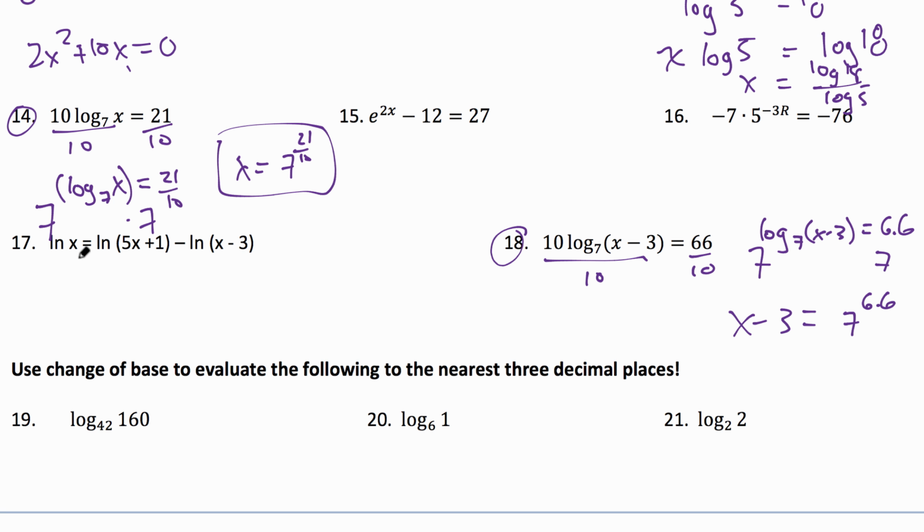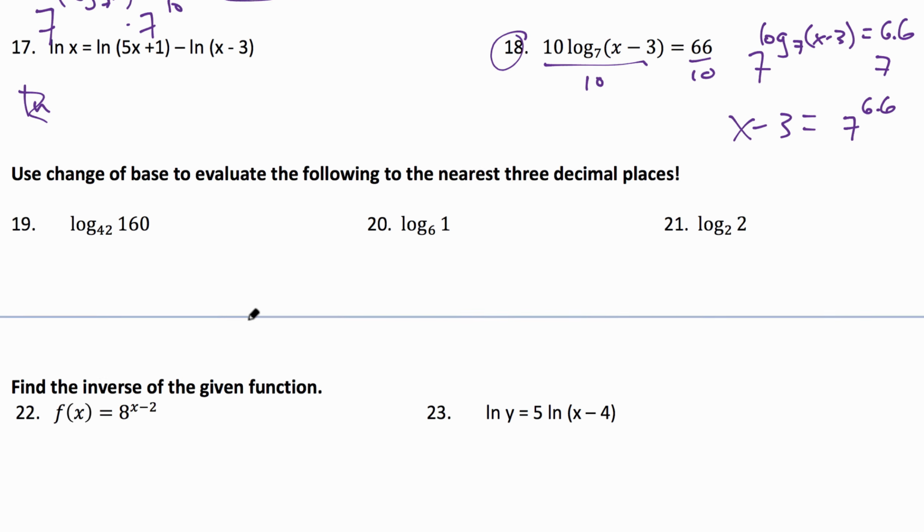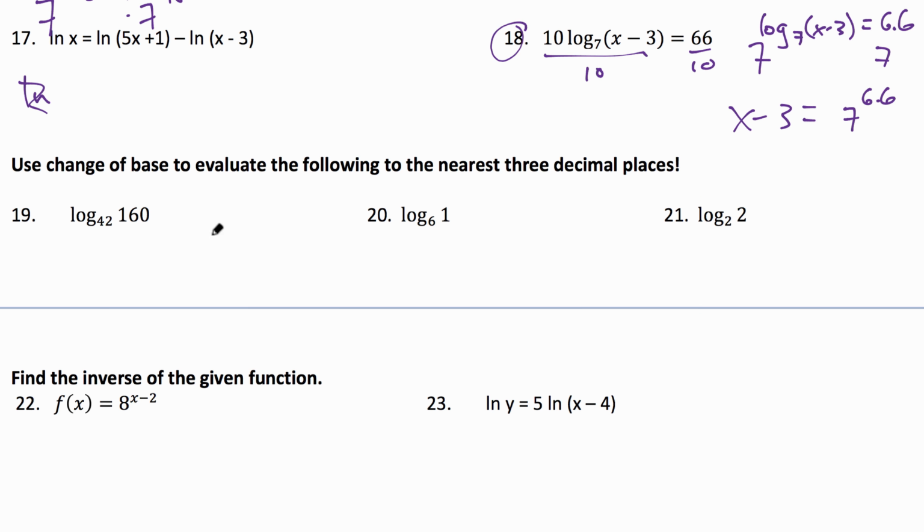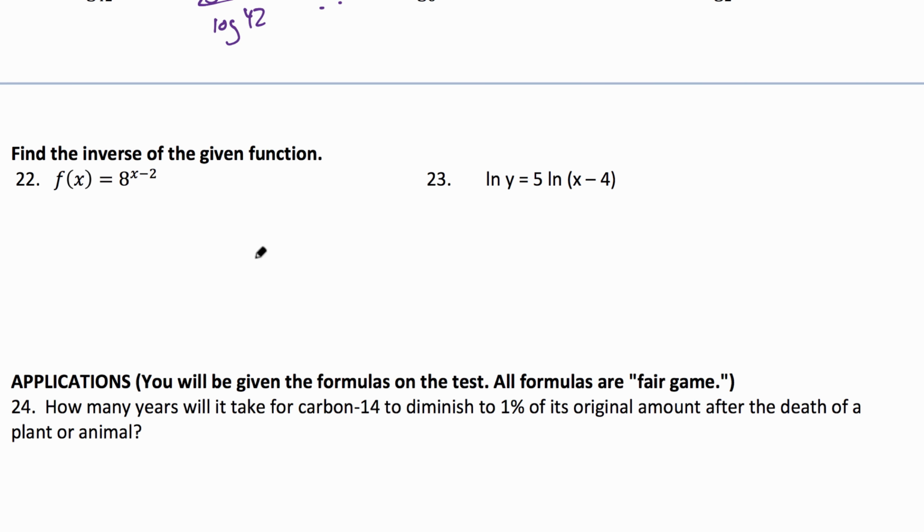Don't forget number 17 here, ln, that's just base e, so you have to raise things to the e power. I'll let you look on the review answer key for that one. Use change of base to evaluate the following. So the change of base, what does that mean? That means we're going to have a new log with a different base. So in this case, this is going to equal the log of 160 over the log of 42. Figure that out in your calculator, to the nearest 3 decimal places.